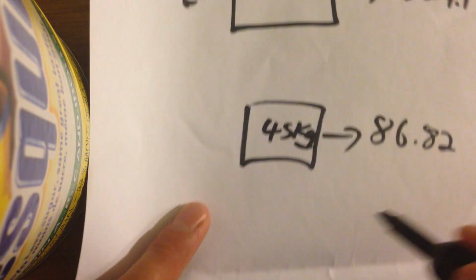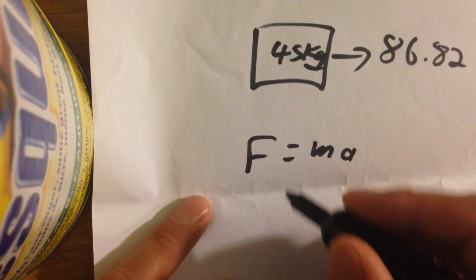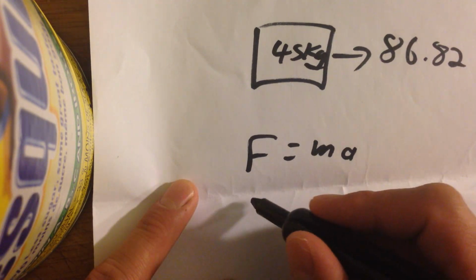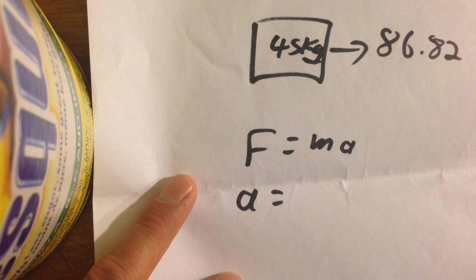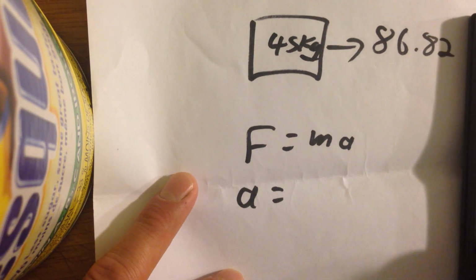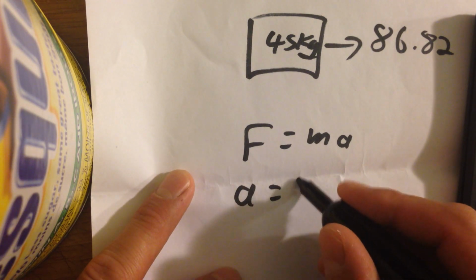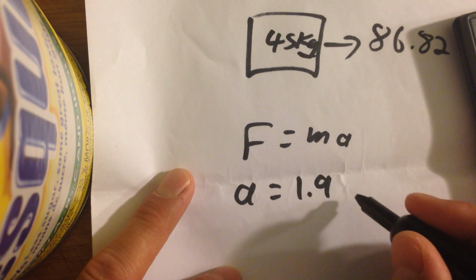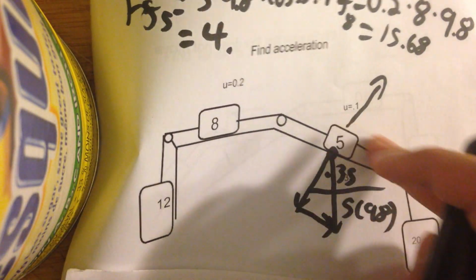And if you learn anything in physics, it is that F is equal to ma. So our acceleration is going to be our net force of 86.82 divided by our mass of 45 kilograms, giving us an acceleration of 1.9 meters per second squared, and that is causing all of this to rotate to the right.